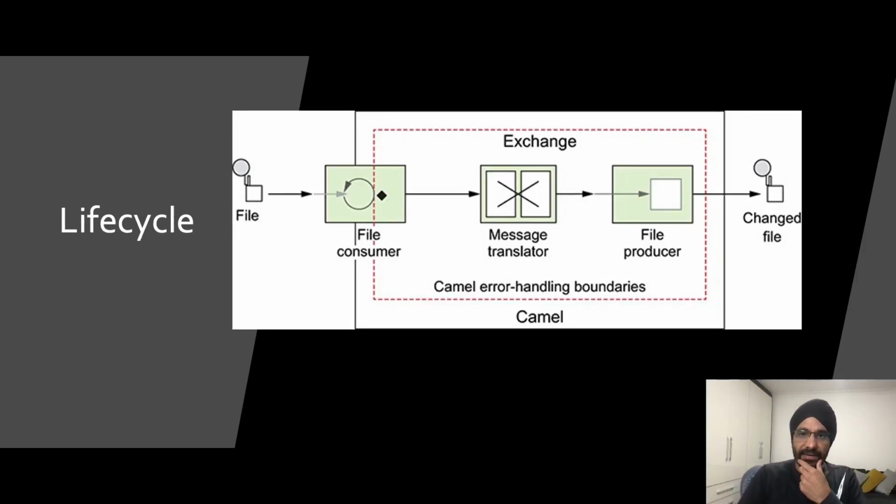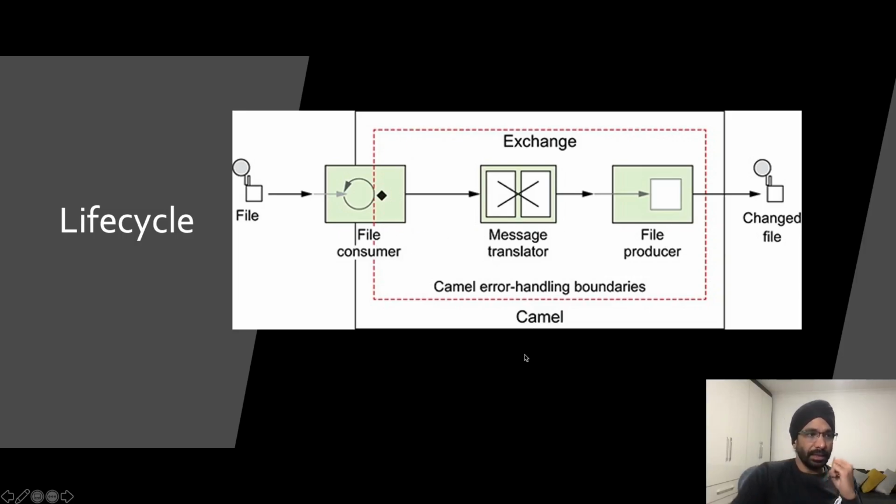So Camel's error handling applies only within the lifecycle of an Exchange. That's a very important concept. What I'm trying to illustrate over here is that the error handler boundaries are represented in this diagram. Let's try to understand this diagram a little bit more. Let's say I have a route, where my upstream data provider is sending a file, and this is where my route starts. So I'm consuming, then I have some sort of translator, then a file producer, and then I'm sending my updated file from the producer over here.